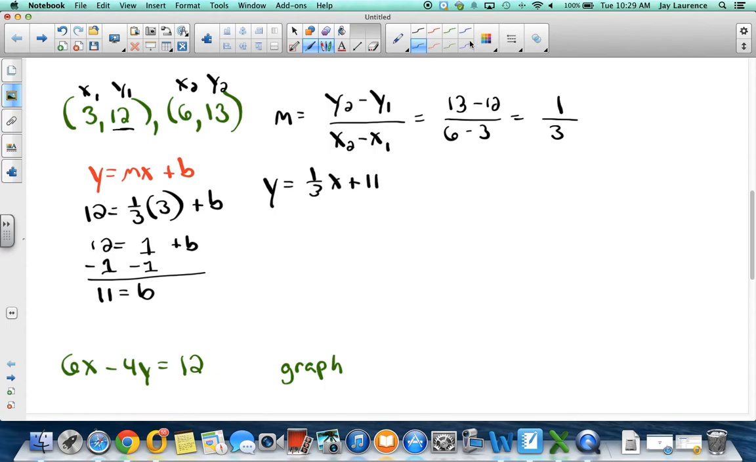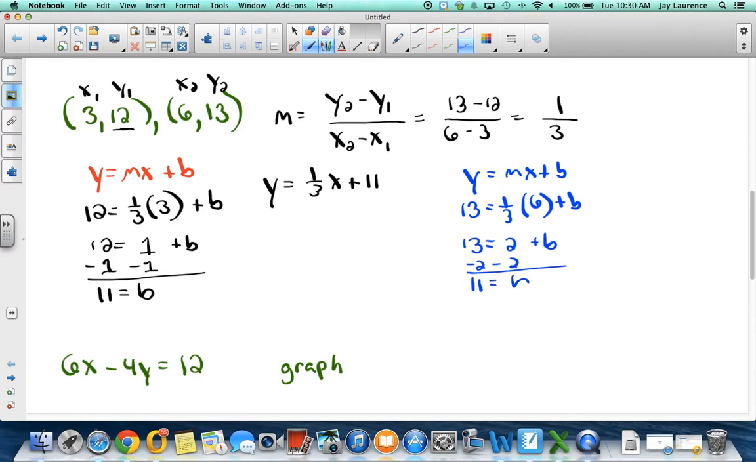Now, some of you might be saying, Mr. Lawrence, I didn't want to use the point (3, 12). I want to use the point (6, 13). That's fine. Let's do it. y equals mx plus b. I'll plug 13 in for y. I'll put 6 in for m. Oh, no, I will not. I'll put 1/3 in for m, excuse me. And then 6 plus b. I'll multiply. 1/3 of 6 is 2. 13 equals 2 plus b. Subtract 2. 11 equals b. Look at that. I got the same y-intercept. I'll get the same equation no matter which point I use.